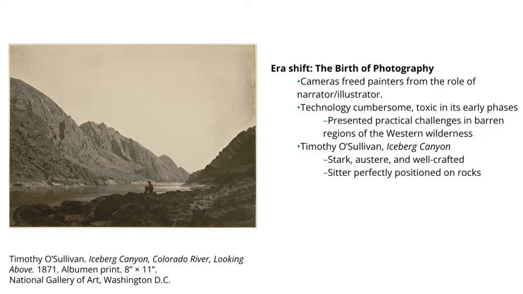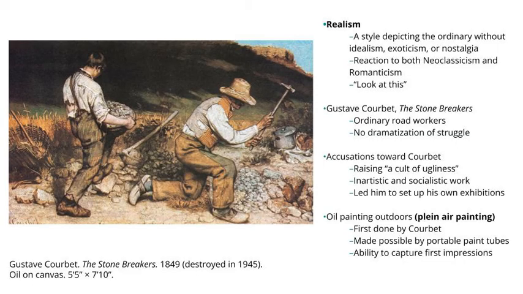So we're not really moving towards full abstraction just yet, right after the camera was invented, but we are inching our way. So where we're starting is realism. But you'll see the farther we go, the farther away from realism we get. But what is realism? It's a style depicting the ordinary without idealism, exoticism, or nostalgia. It's a reaction to both Neoclassicism and Romanticism. And instead of an artist taking a scene and putting their own spin on it, it's quite literally just an artist saying, hey, look at this.